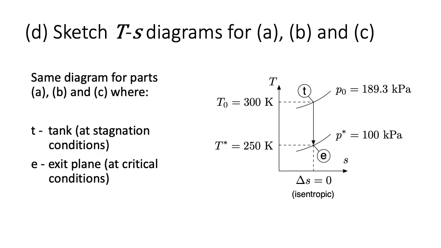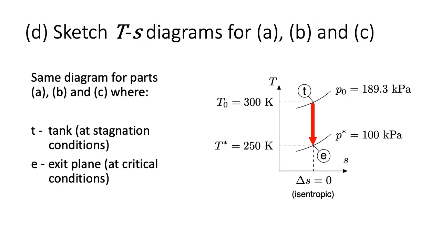Finally, for part D, we sketch the TS diagram for parts A, B, and C. First, we note that all three cases will have the exact same diagram, where the air goes from the stagnation conditions in the tank, labeled T, to the critical conditions in the exit plane, labeled E. Second, note that the stagnation conditions will be at the maximum temperature and pressure.